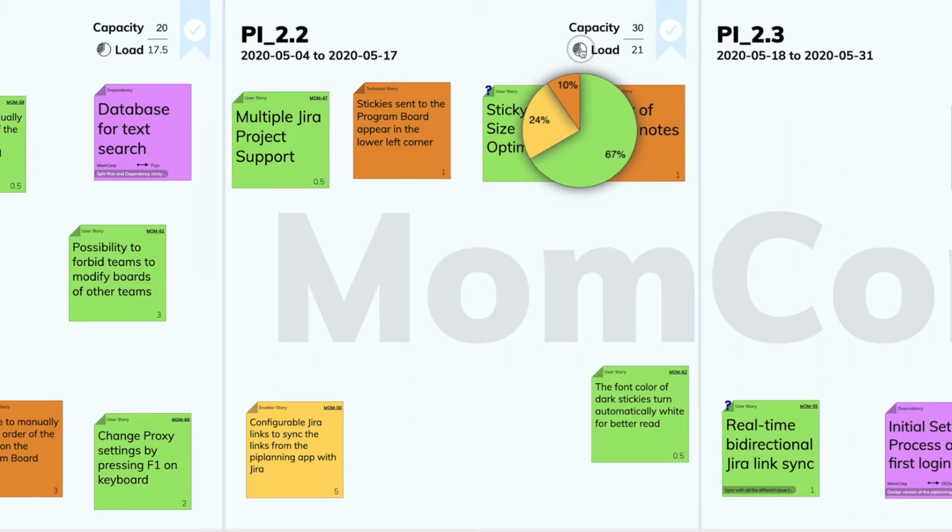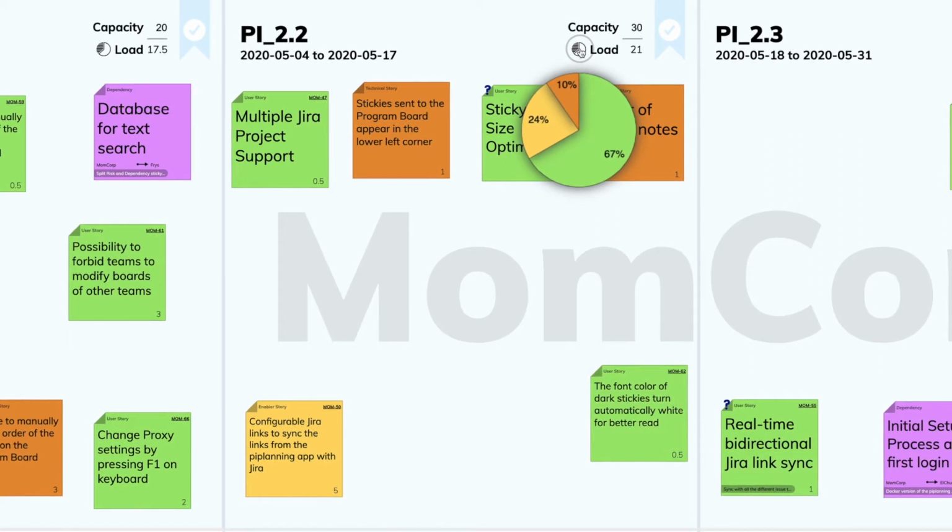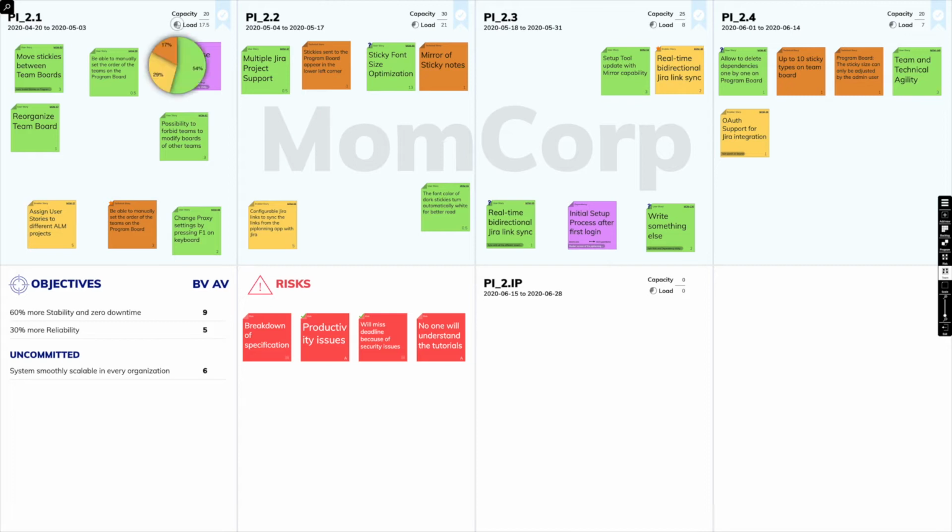Each of these have a story point value assigned. With 67%, user stories hold the largest share of our load, followed by enabler stories and technical stories. This way, we can see at a glance how much we have planned in which areas and can compare it with our specifications and expectations.